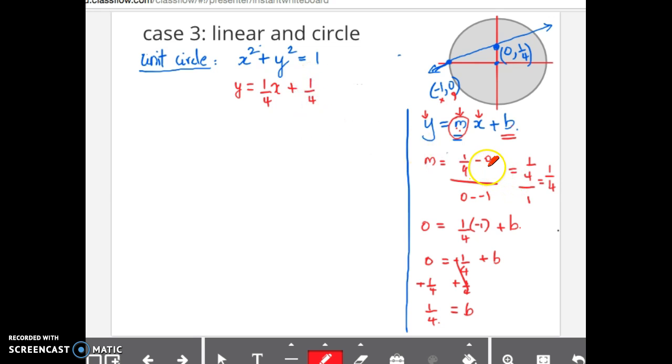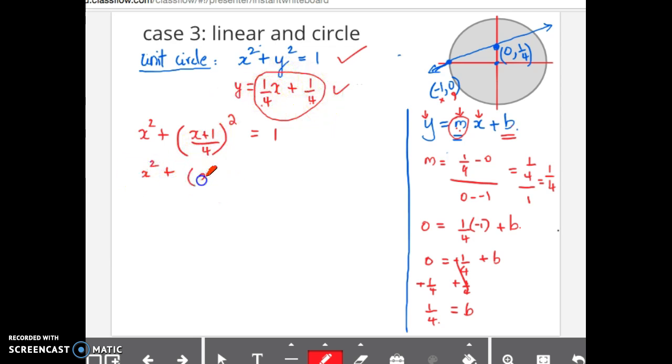So now we got our two equations, and we can solve this to find our answer. I think we can use substitution to solve these two equations. In the first equation, I'm going to write x squared plus, instead of y, I'm going to plug in this expression. Since they both have the same denominator, I'm going to write it as x plus 1 over 4, the whole squared, is equal to 1. Now I'm going to write it as x squared plus (x plus 1) the whole squared over 4 squared, which is 16, is equal to 1.